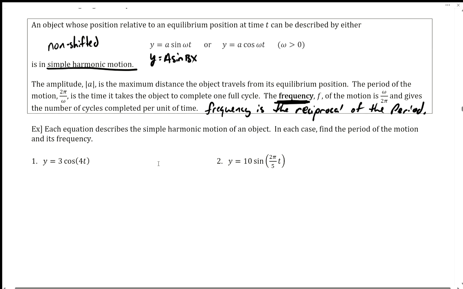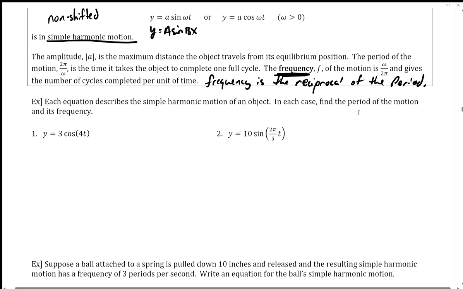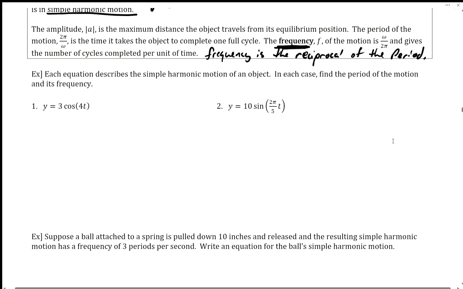It says each equation describes the simple harmonic motion of an object. In each case, find the period of the motion and its frequency. So we don't need to graph these. They just say find the period and the frequency. This is the amplitude in case they wanted it. They didn't ask for it.